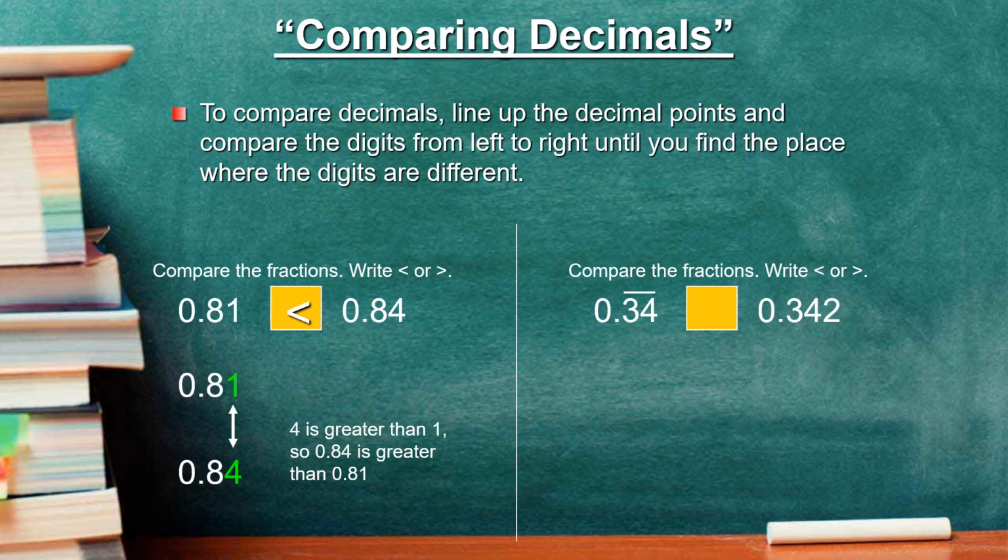How about this one? 34 may bar, ibig sabihin, repeating yung 34. So 34 po yan. Then 342. So sa tingin nyo, sino mas malaki? Greater than po ba yung lalagay or less than? Mas mataas ba si 34 na may bar? Or yes? Yes. So tama. Greater than po siya.